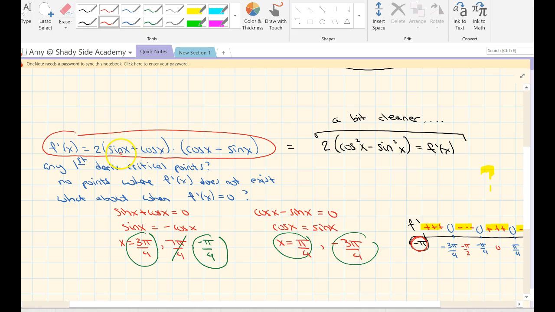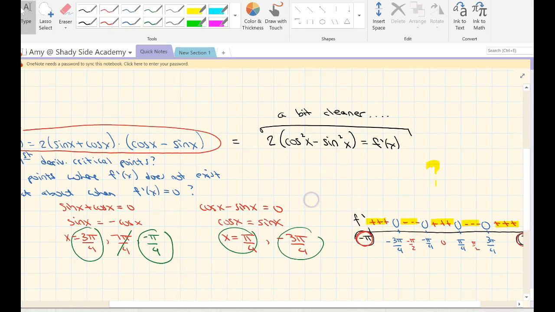See how this is just cos x plus sine x times cos x minus sine x? That's the same thing as cos squared x minus sine squared x. That version of f prime, oh my goodness, does that make my life easier than just plugging and chugging, right? You want to start doing that, boys and girls.